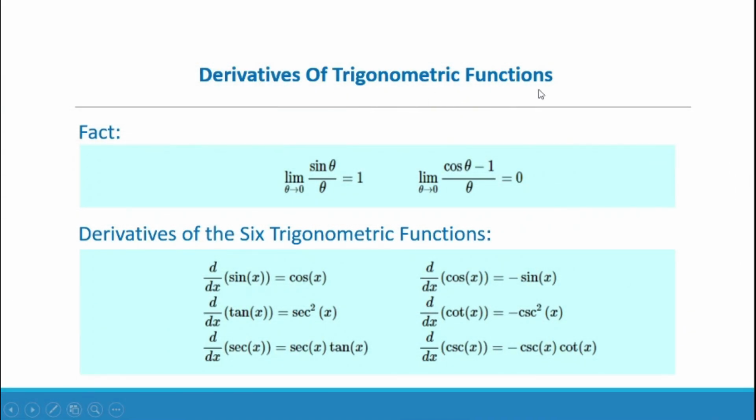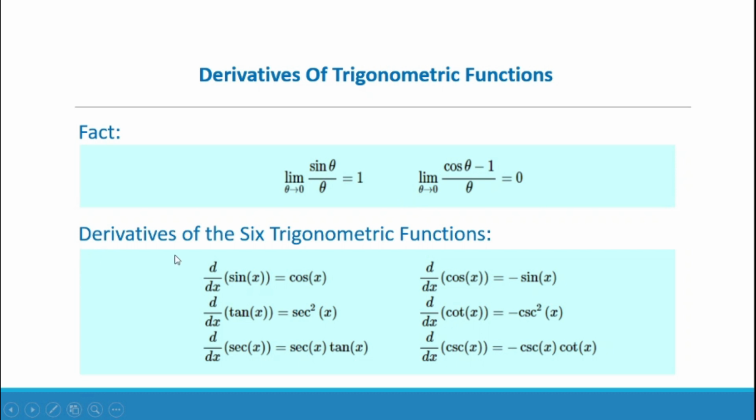Derivatives of trigonometric functions. Fact: we have two functions. The limit of sine theta over theta, where theta approaches 0, is equal to 1, while the limit of cosine theta minus 1 over theta, where theta approaches 0, is equal to 0. This will be the basis in deriving the derivative of the trigonometric functions.